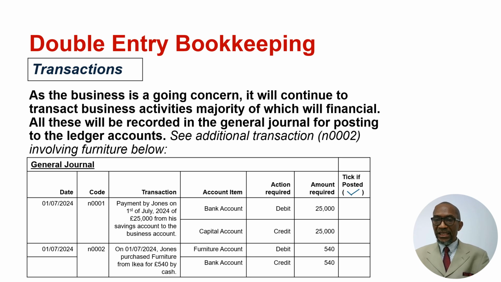So the receiver here again is the furniture account, which will be debited, and the giver now is the bank, which needs to be credited. So we debit the furniture account with 540 and credit the bank account with 540. This is making sure that the general journal is well kept. It's like a diary. Everything that happens should be recorded.